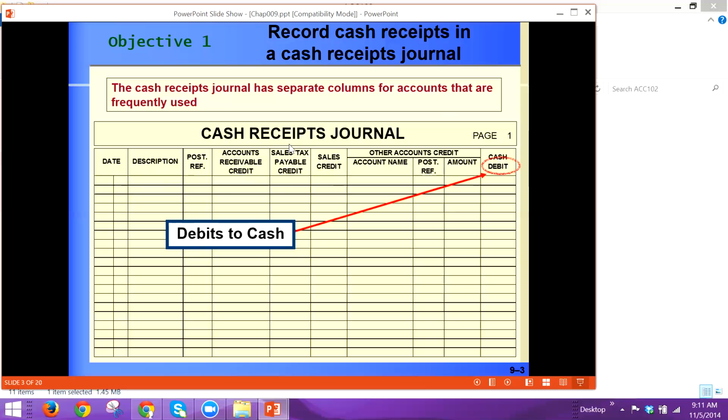And then we have a situation where we have a credit to sales taxes payable and a credit to sales itself. And then we receive cash for any other reason. Then we put down the account name and the posting reference and the amount. And the description would be put over here. And we're going to go over some of these situations that go into other. So here we show that it debits to cash.